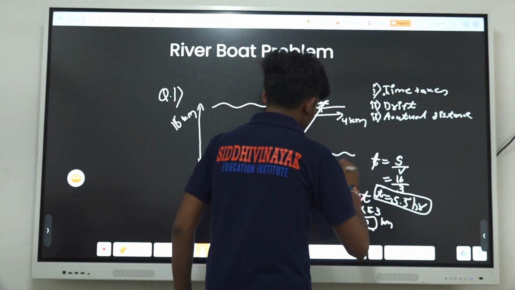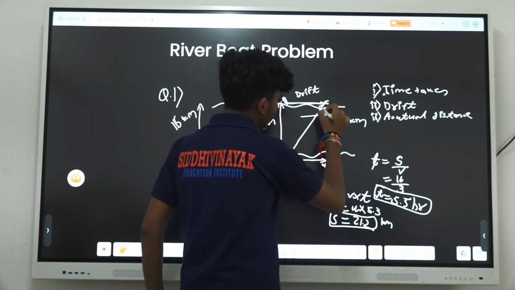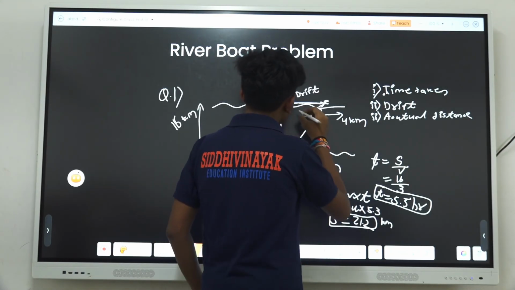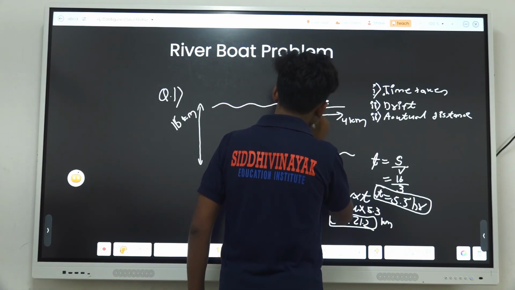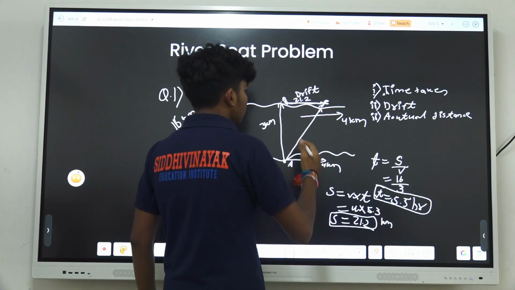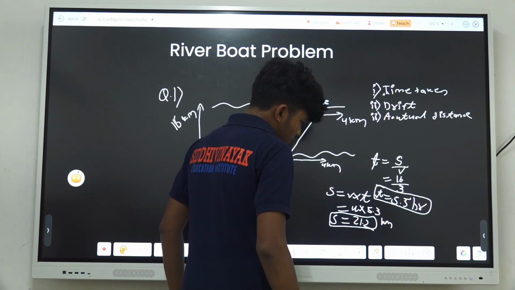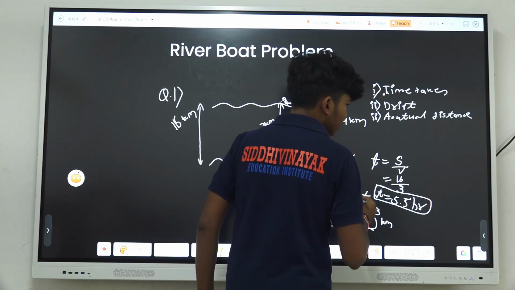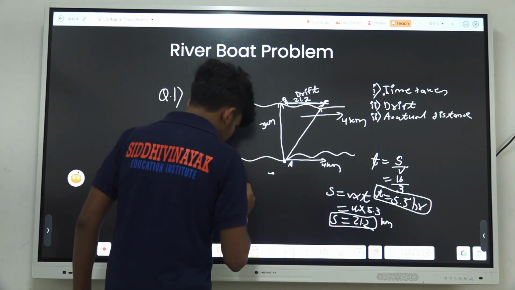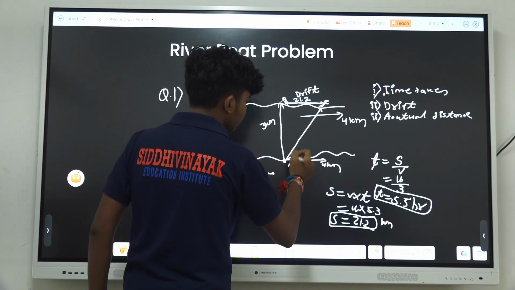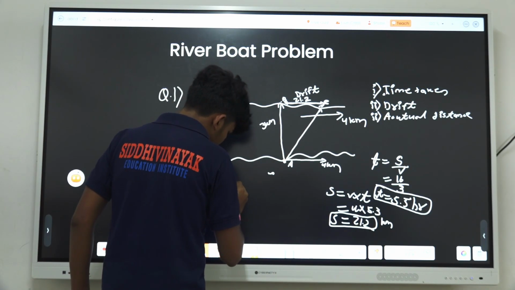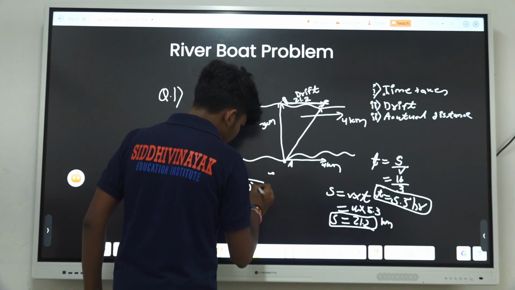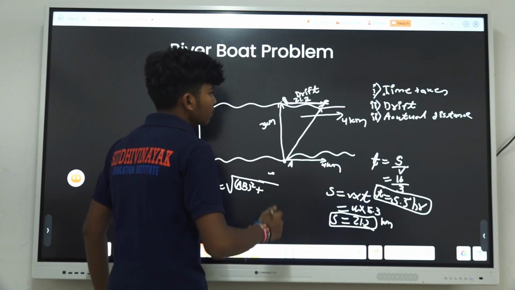Now we have to find the actual distance. The actual distance the person has swum is from point A to point C. Here we will use the Pythagoras theorem to find the actual distance AC, which is equal to root under AB square plus BC square.